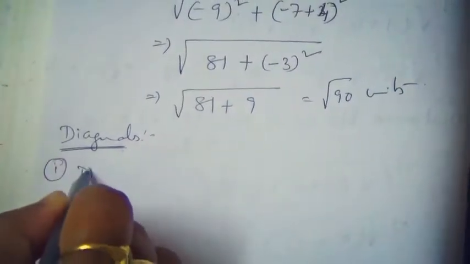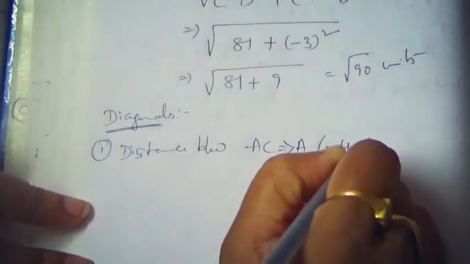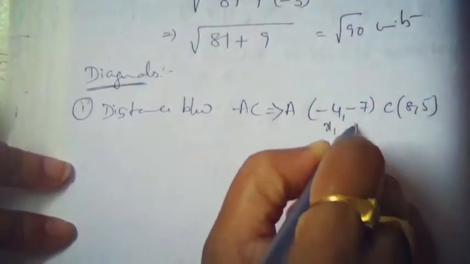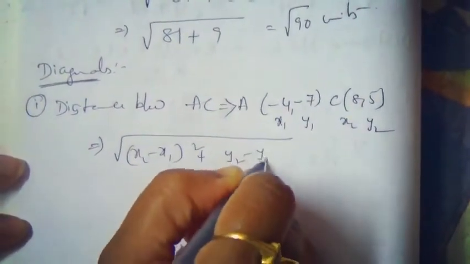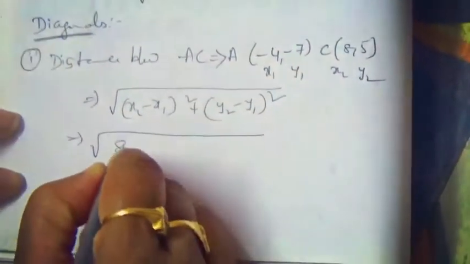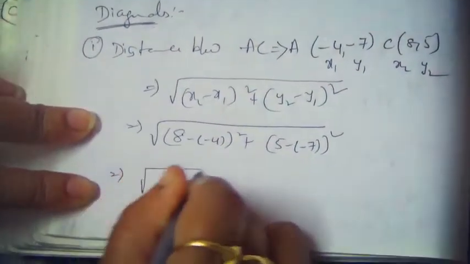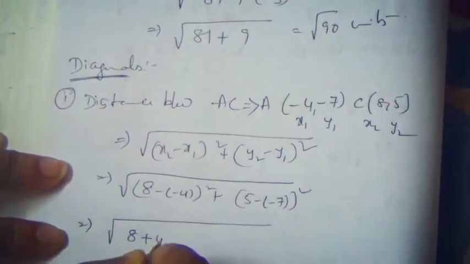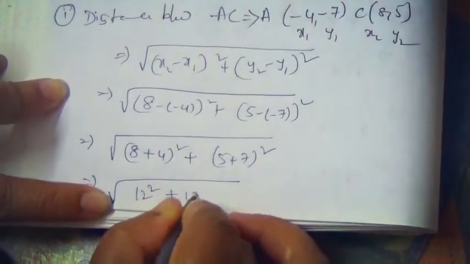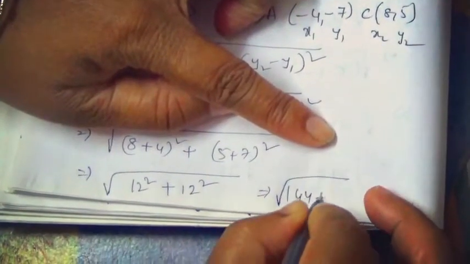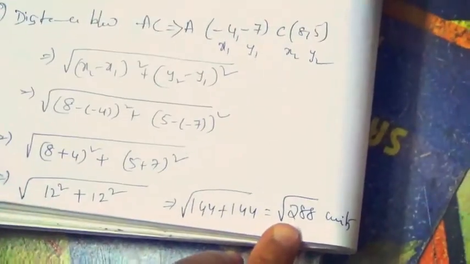What are the diagonals? The first one is distance between AC. What is A? Minus 4, minus 7. What is C? 8, 5. x1, y1, x2, y2. Let us take the distance formula. Square root of (x2 minus x1) whole square plus (y2 minus y1) whole square. That implies square root of (8 minus of minus 4) whole square plus (5 minus of minus 7) whole square. That implies square root of (8 plus 4) whole square plus (5 plus 7) whole square. That implies square root of 12 square plus 12 square. That implies square root of 144 plus 144, that is equal to square root of 288 units. The first one is square root of 288 units.